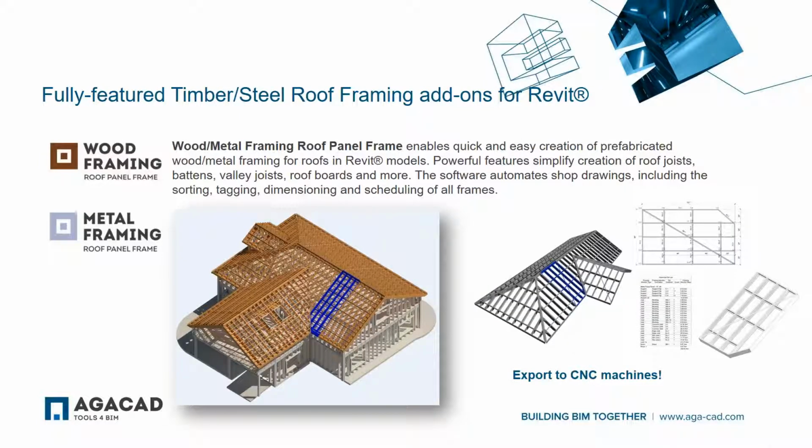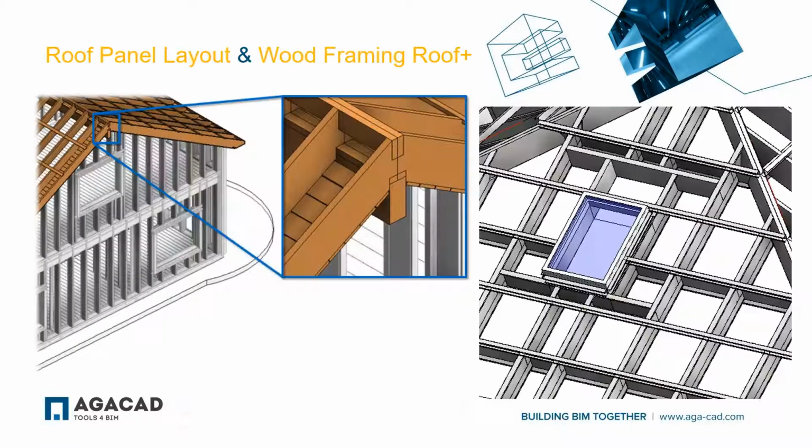And then there is roof panel frame. Roof panel frame enables quick and easy creation of prefabricated wood and steel framing for roofs in Revit models. Powerful features simplify creation of roof joists, battens, valley joists, roof boards, and more. The software automates shop drawings including sorting, tagging, dimensioning, and scheduling of all frames.